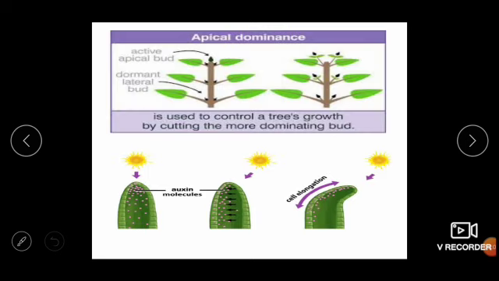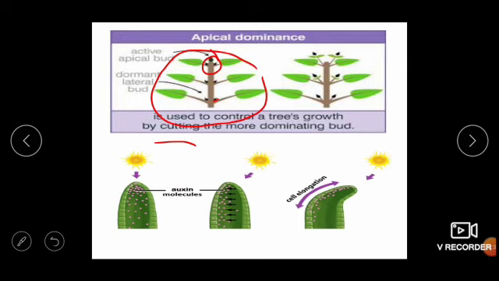Here in this diagram, you just see that in apical dominance, there is one more process, which is the bending of the tip towards the sunlight. We'll be studying this even in plant movements. So it's the apical dominance. Here you can see the plant. This one is the apical bud, the bud on the tip. And this portion is the lateral bud.